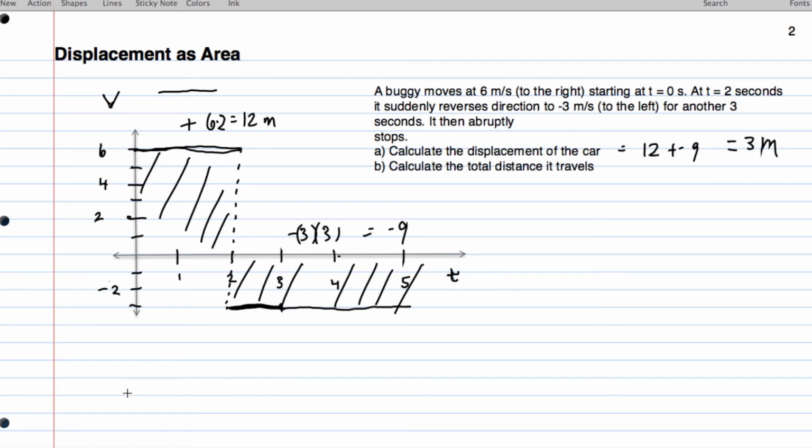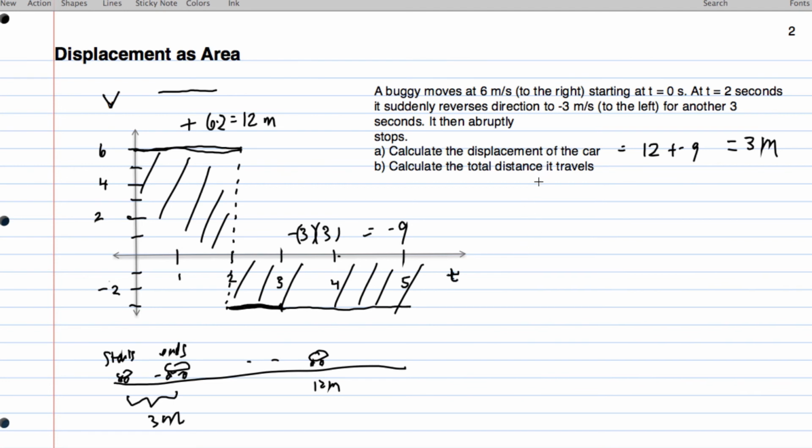And here's what this means. If we have a little buggy traveling, it starts off at the origin, and for the first 2 seconds it shoots forward to 12 meters. That's what happens from here to here. And then it reverses direction, and where it winds up is 3 meters away from where it started. So it starts here and it ends here, for a total displacement of 3.